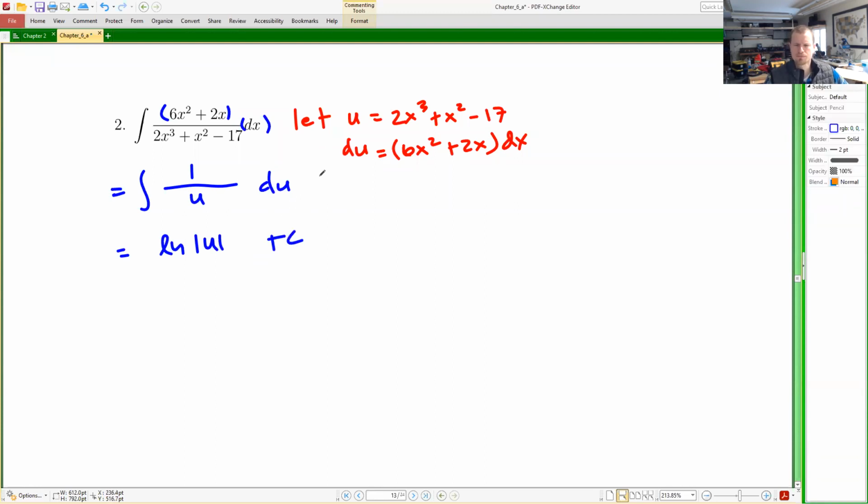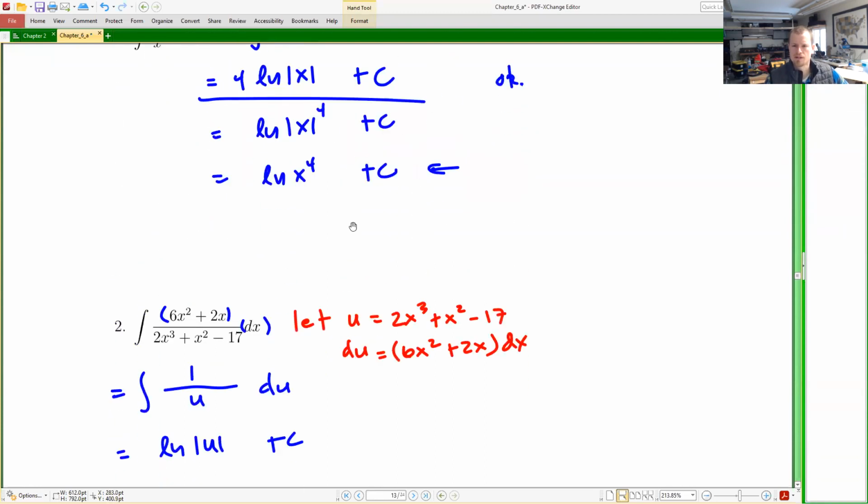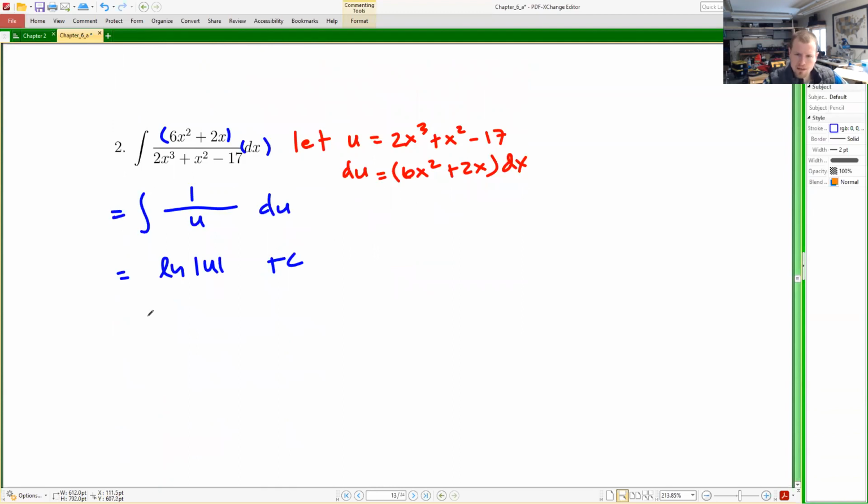We took an integral. Did I do that up here? Yeah, plus c, it's there. And then we substitute back. Natural log of the absolute value, u is this polynomial, 2x cubed plus x squared minus 17. And don't forget about plus c.